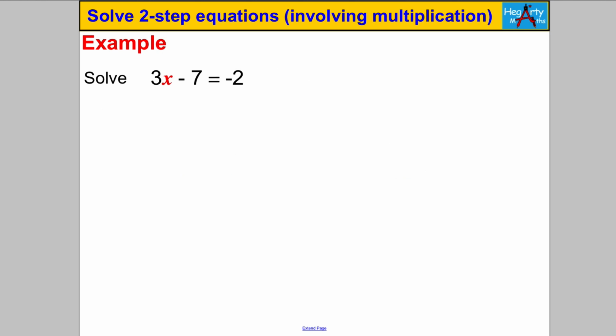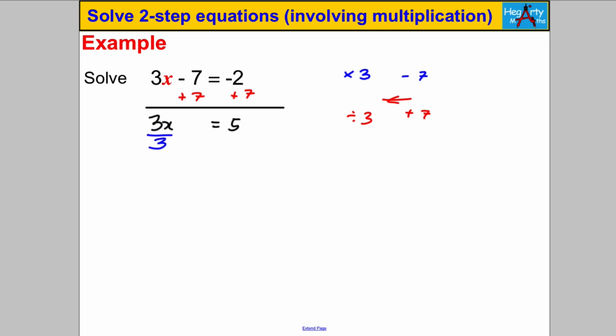Next one, pause, have a go yourself. No brackets here, so you just have to think what happened to x. Well, I multiplied by 3 and then I subtracted 7. So if I'm going backwards, I'm going to add 7 first and then divide by 3. So let's add 7 to both sides. I'm going to get myself here, 3x is therefore negative 2 add 7, which is 5. Then I'm going to divide both sides by 3. So divide by 3 there, divide by 3 there. I'm left with x is therefore 5/3.